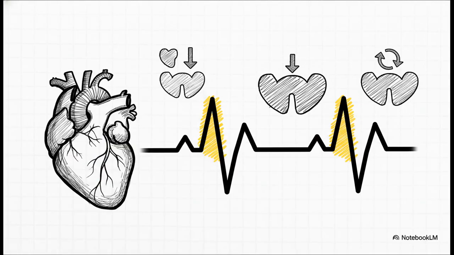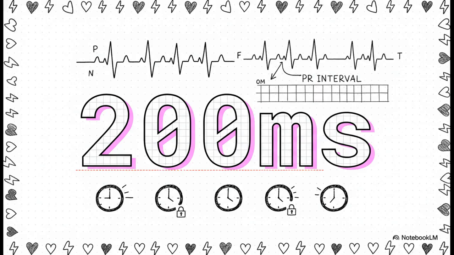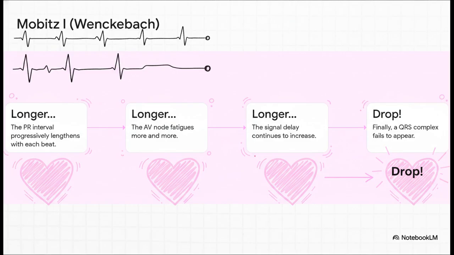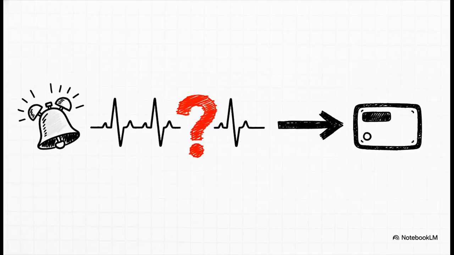The heart is an electrical circuit. P-wave, atrial dipole. QRS, ventricular dipole. T-wave, the reset. Your normal PR interval must be less than 200 milliseconds. If that interval is longer than 200 and it's constant, that is first-degree block. Second degree, Mobitz I, that's Wenckebach, is a pattern: longer, longer, longer, then a drop. Mobitz II is a constant PR with a sudden random drop. That patient needs a pacemaker immediately.